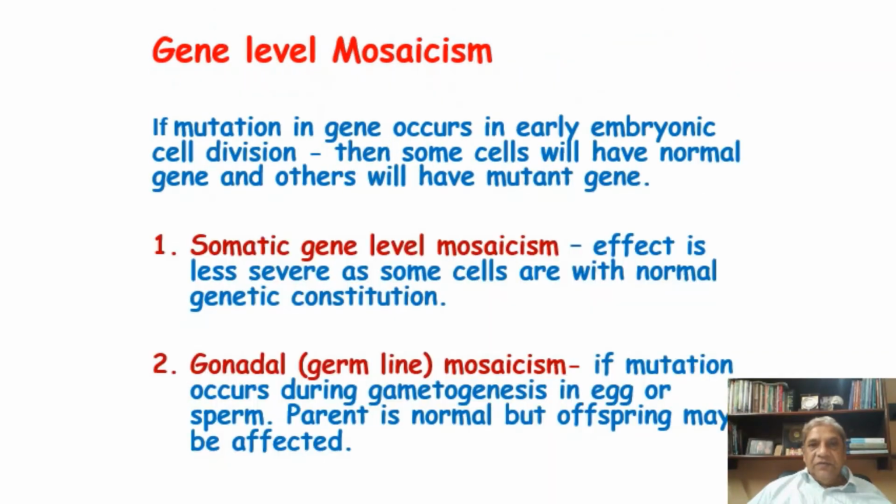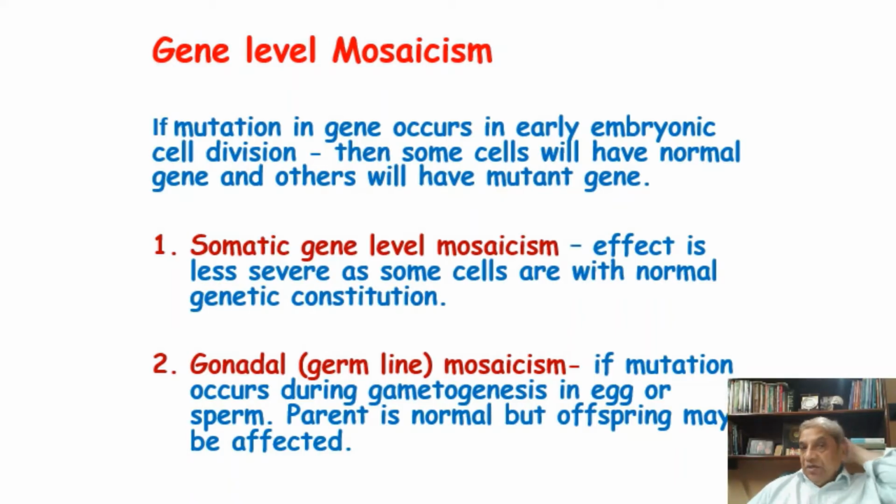Now we come to the second type of mosaicism, which is at the gene level, not at the chromosomal level. This mosaicism may take place in two different locations or situations. One is in somatic cells, which are dividing by mitotic cell division. The other is during gametogenesis, when the gametes, sperm and ovum, are forming, and this is dangerous. Let us see what this gene level mosaicism is.